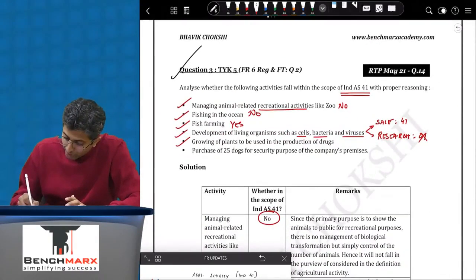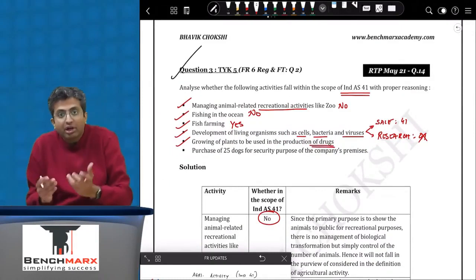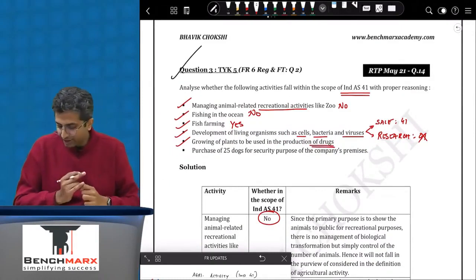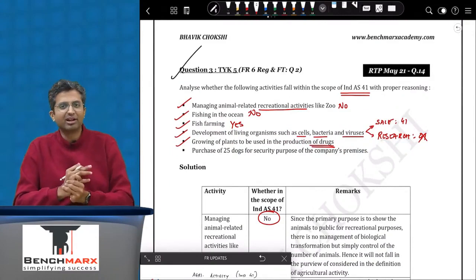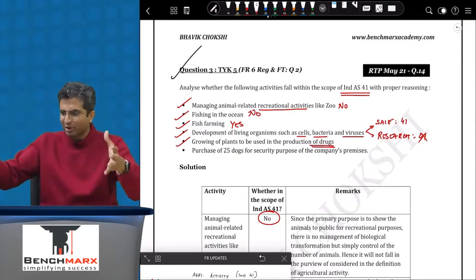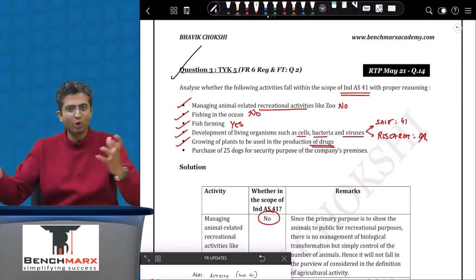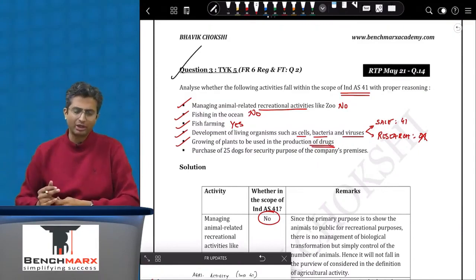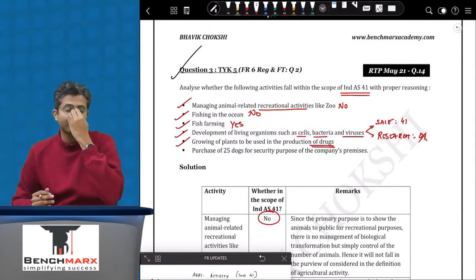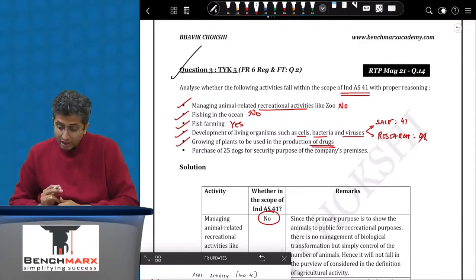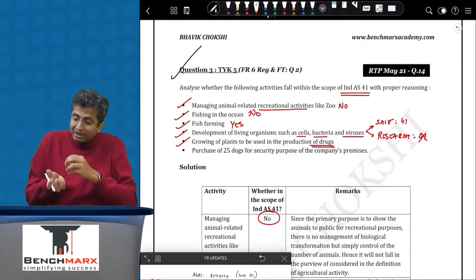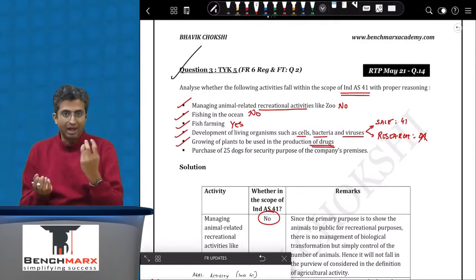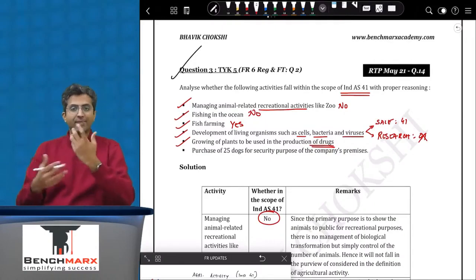Growing of plants to be used in the production of drugs. So drugs plants se bante? Yes. Maybe if you've seen a television series like Arya, where you have, let us say, a license to manufacture opium, the ingredients grow on trees, which is there for every drug. So ultimately you are using these plants for the purpose of manufacturing.